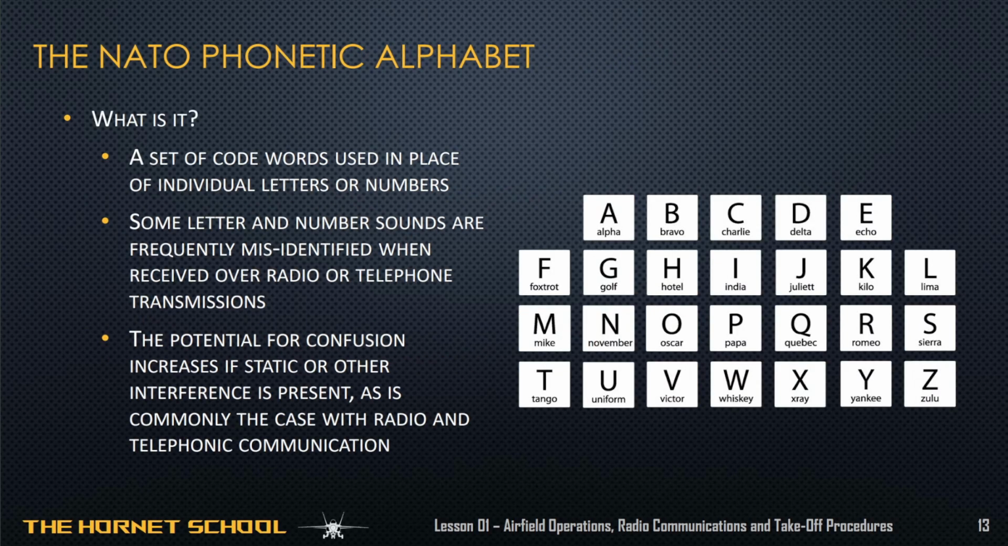The NATO phonetic alphabet. What is it? A set of code words used in place of individual letters or numbers. Some letter and number sounds are frequently misidentified when received over radio or telephone transmissions. The potential for confusion increases if static or other interference is present, as is commonly the case with radio and telephonic communications.